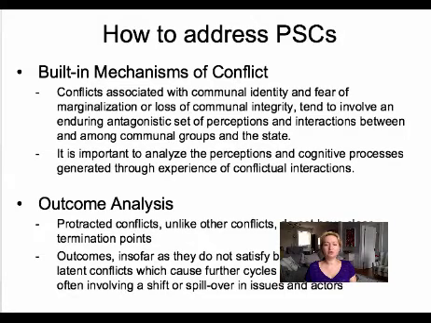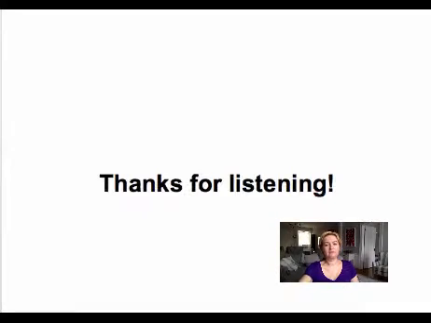So protracted conflicts, unlike other types of conflicts, do not have clear termination points. Outcomes, insofar as they do not satisfy basic needs, contain latent conflicts which go further, cycles of manifest conflict, often involving a shift or spillover in issues and actors. Well, they can spill over to other regions and countries, and they can become regional conflicts.